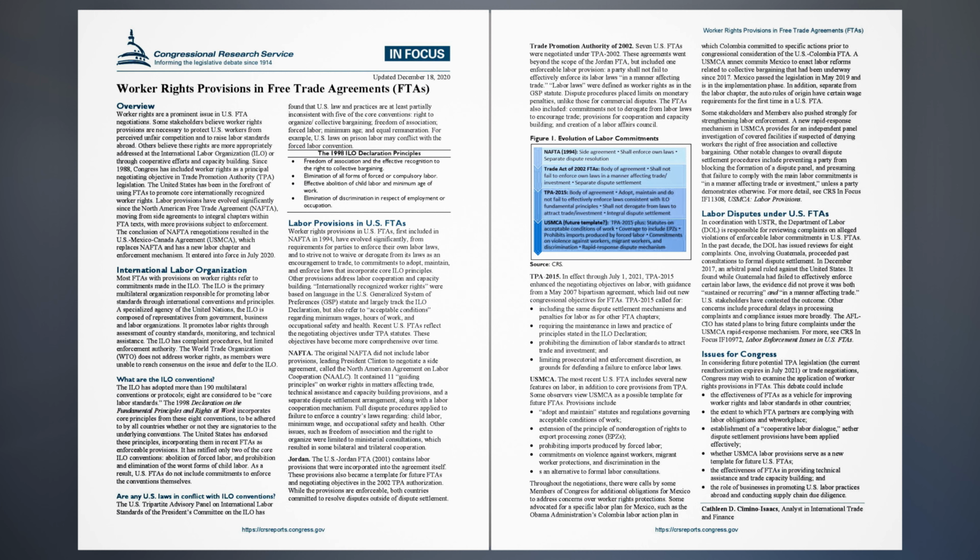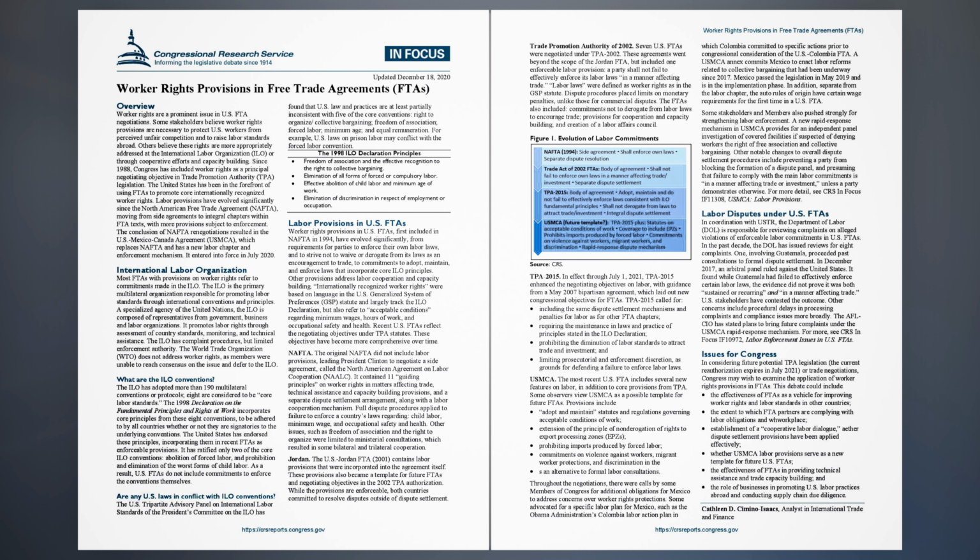TPA 2015. In effect through July 1, 2021, TPA 2015 enhanced the negotiating objectives on labor, with guidance from a May 2007 bipartisan agreement, which laid out new congressional objectives for FTAs. TPA 2015 called for including the same dispute settlement mechanisms and penalties for labor as for other FTA chapters, requiring the maintenance in laws and practice of principles stated in the ILO Declaration, prohibiting the diminution of labor standards to attract trade and investment, and limiting prosecutorial and enforcement discretion as grounds for defending a failure to enforce labor laws.